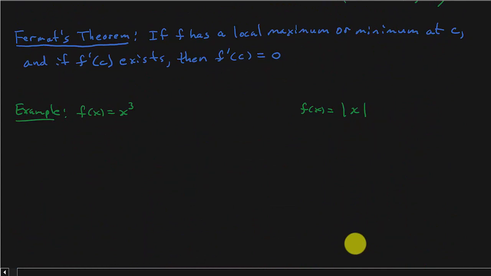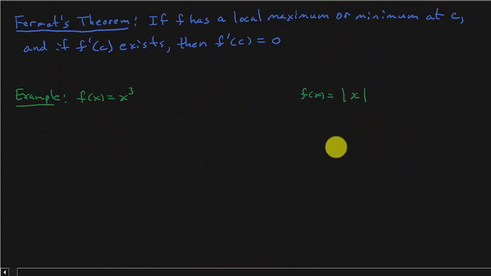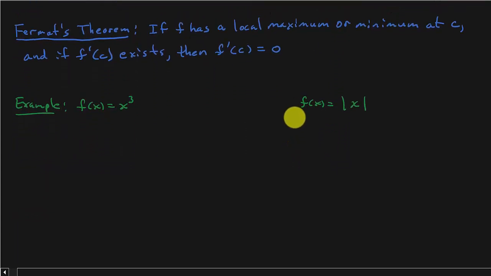All right, so let's look at Fermat's theorem. Hopefully, I know this may seem kind of boring here, but it's important that you understand this. Remember, it's not about can I work the problem. It's about do I know why I'm doing what I'm doing. So if f has a local maximum or minimum at C, and if f prime of C exists, then f prime of C is equal to 0.